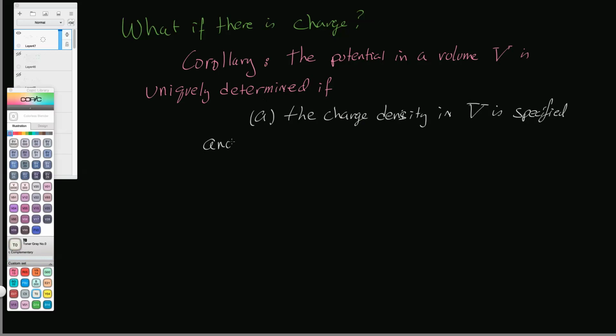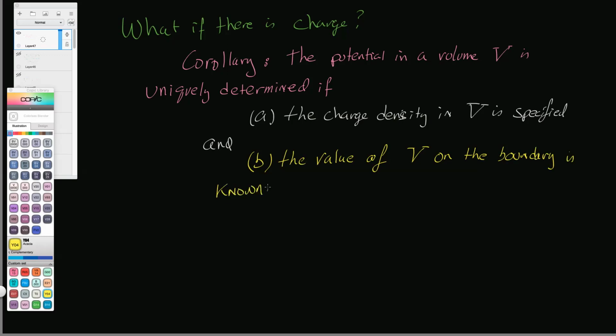And B, the value of V on the boundary is known. So in other words, you have your boundary conditions, okay? So that's the corollary if you have charges.